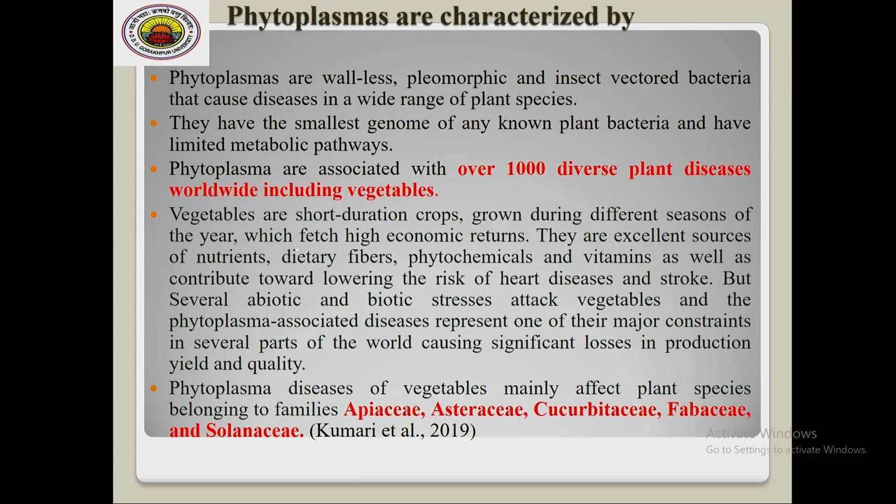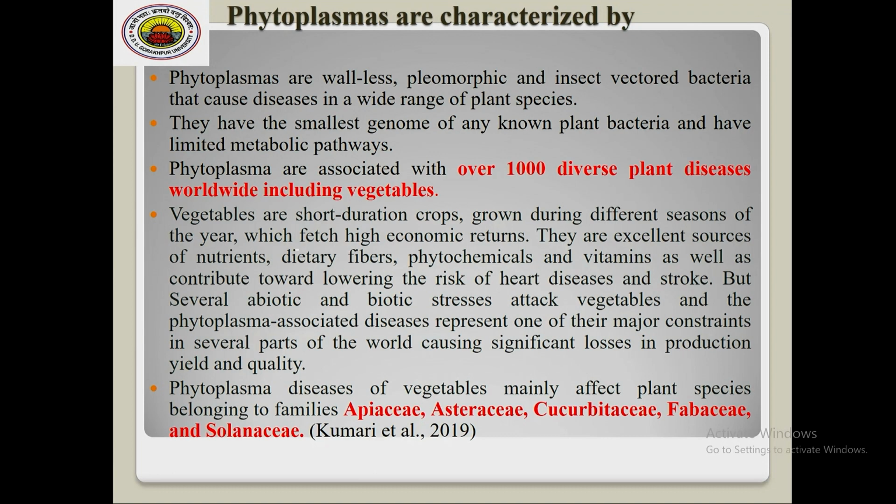Here my concern is for vegetables because I'm working on vegetable crops. Vegetables are short duration crops grown during different seasons of the year, which fetch high economic returns. As we all know, they are excellent sources of nutrients, dietary fibers, phytochemicals, and vitamins, as well as contributing towards lowering the risk of heart diseases and stroke, and also helping to boost immunity.